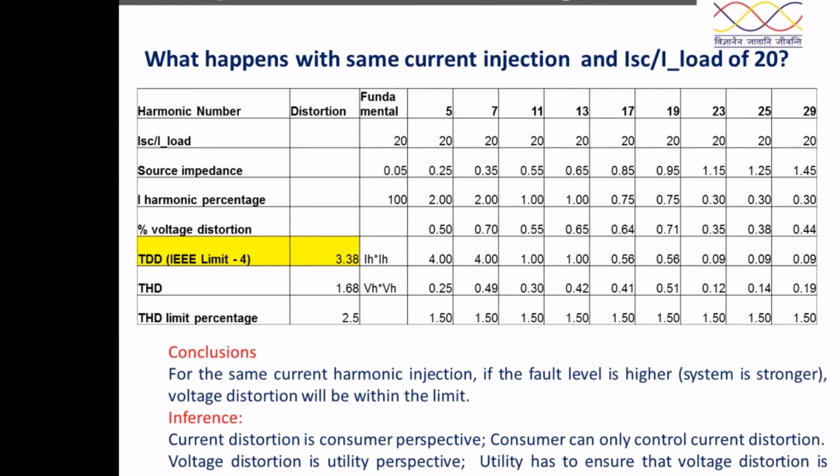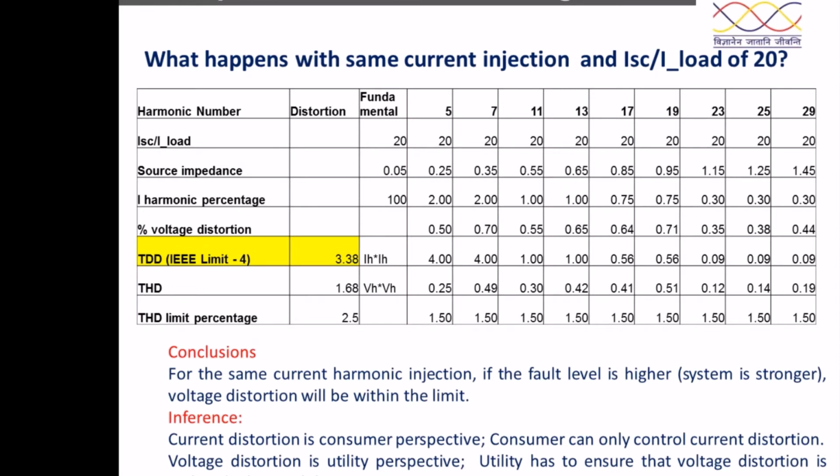What do you mean by this? Assume that there is a utility and there is a consumer. If the consumer is injecting higher currents, ISC by I load is weak, therefore it is better to connect at the higher voltage level. It is better to connect at the higher voltage level so that at the PCC, the point of common coupling, where many consumers are getting connected with the utility bus, that is a stronger voltage level bus, the distortion levels will come down.